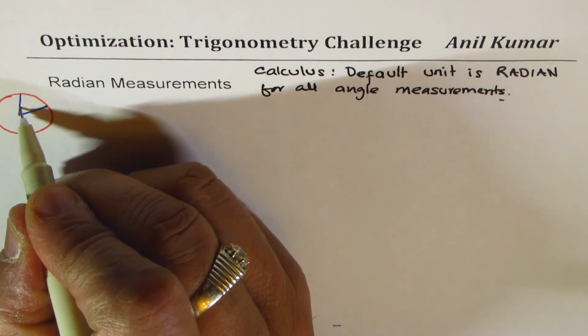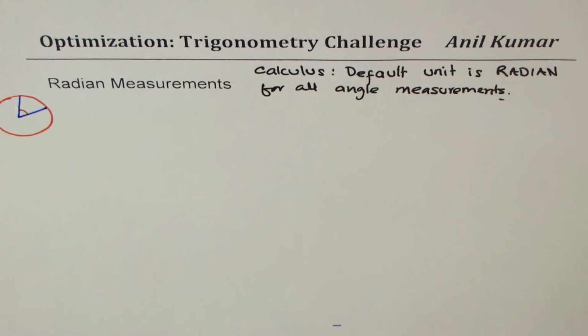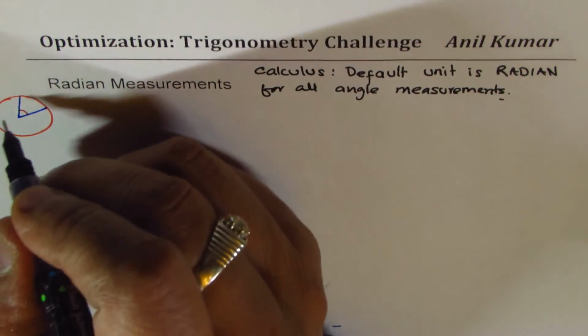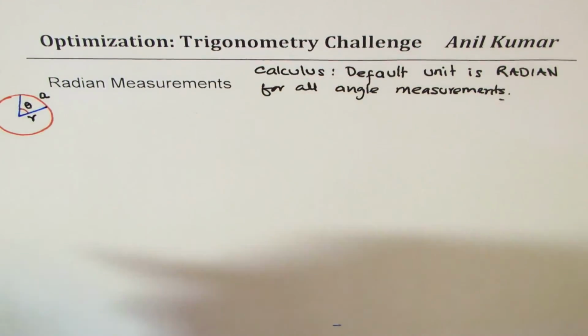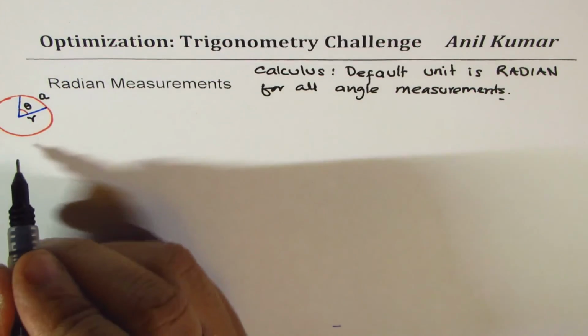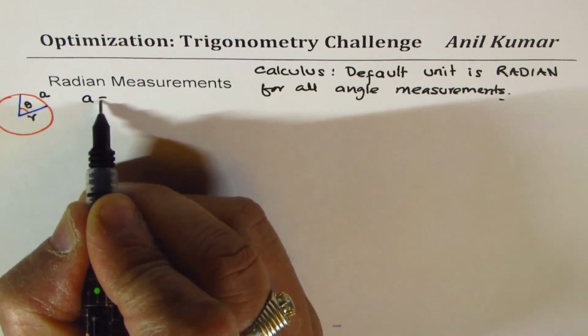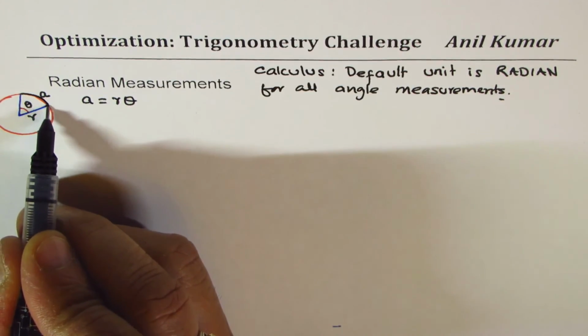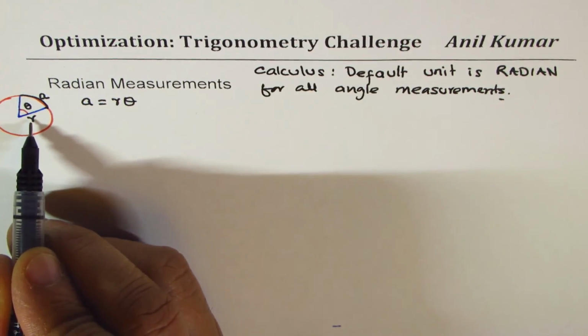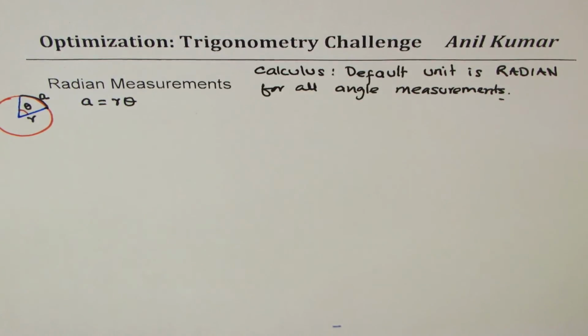So if, say, the angle here is given to you as theta, A is the arc length, R is the radius. In that case, we know A equals R theta. The arc length, that means this length, is equal to the product of R and theta.